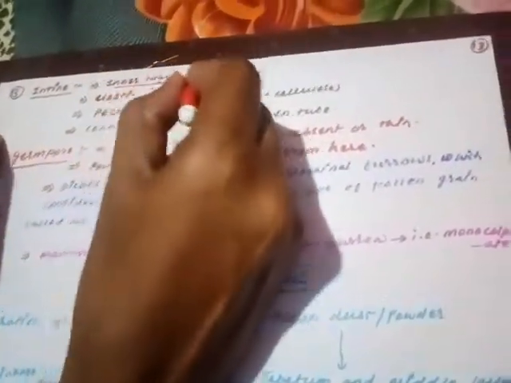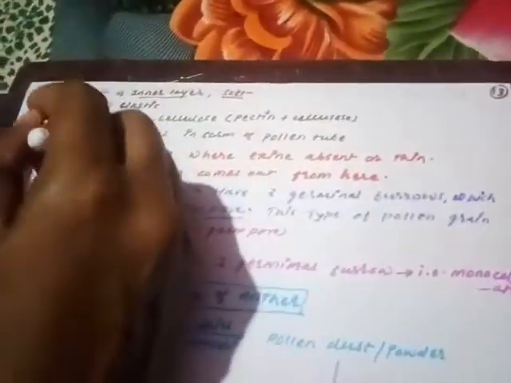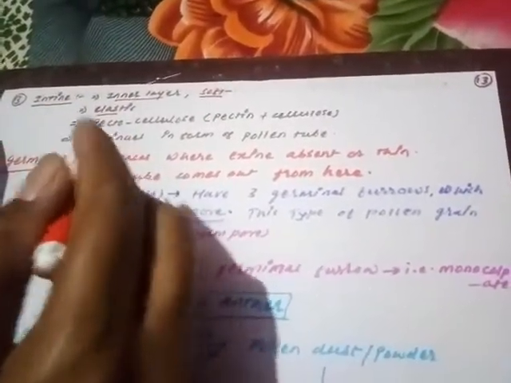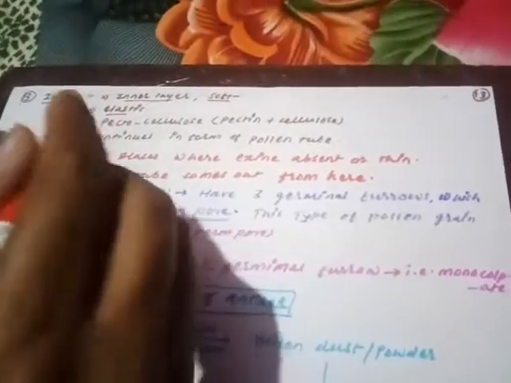Now the next layer of the pollen grain is intine. The intine is the inner layer. In comparison to the exine, this is soft and elastic, just vice versa to the nature of exine. Exine was tough, resistant, hard, thick walled, but here intine is the inner one, soft and elastic.